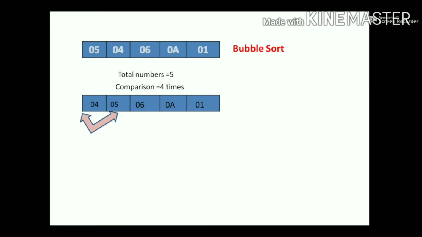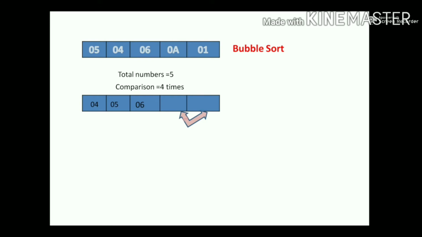Now after that we are going to compare 05 and 06. Now 05 is smaller than 06, so there is no need of changing the position of the data. It will remain as it is. Now the next pair will be taken, that is 06 and 0A. Here also 06 is smaller than 0A, so there is no need of changing the position. It will remain as it is. Next is 0A and 01. In this case 01 is less than 0A.